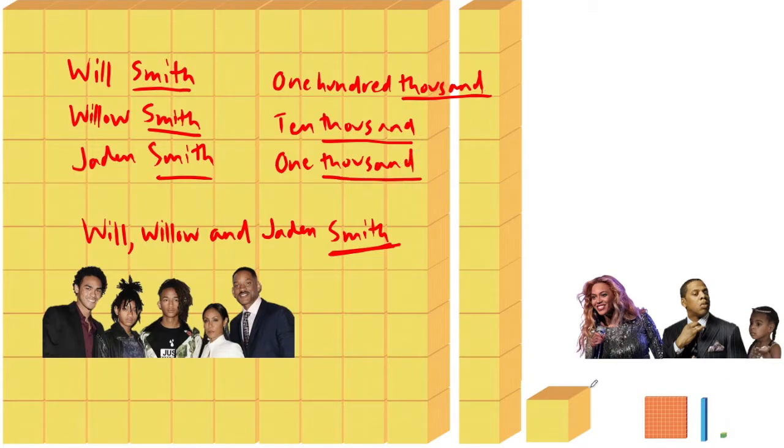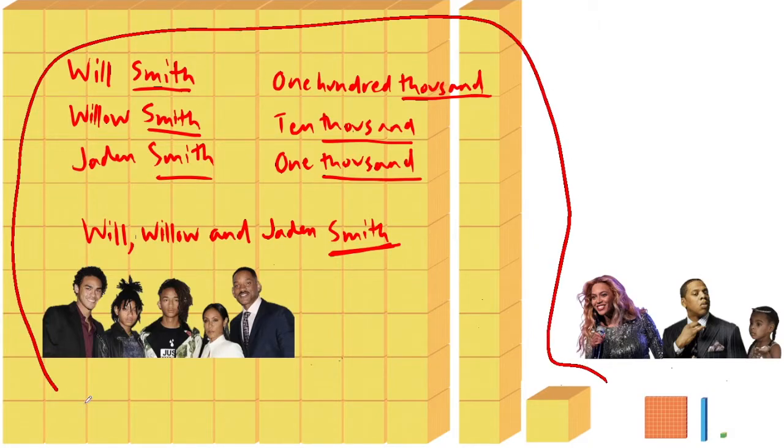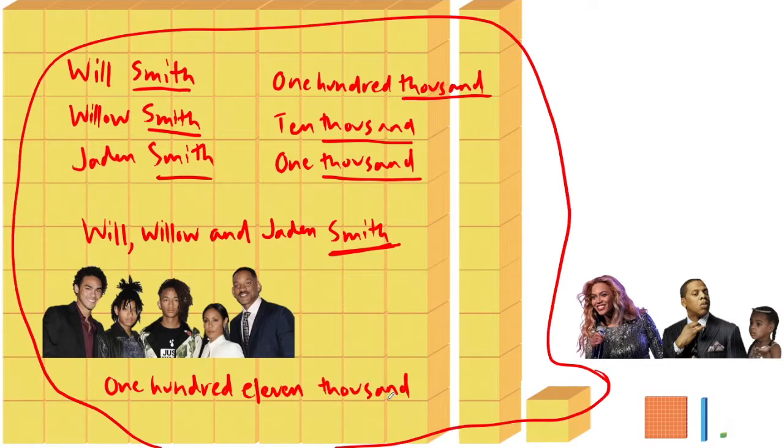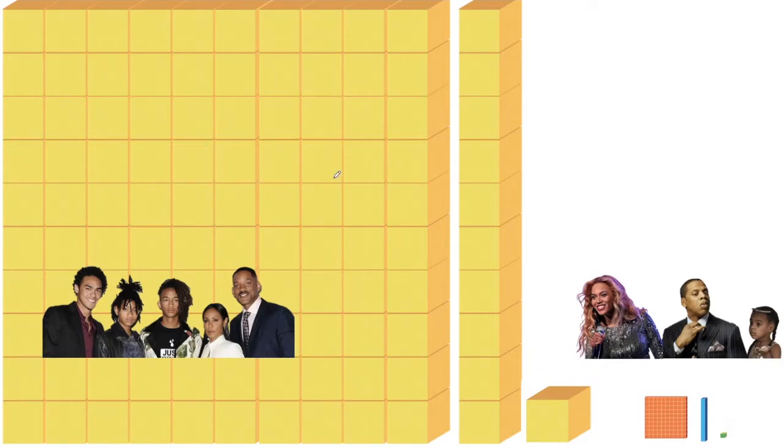The whole big family, 111,000. Do you see how we save the last name just for the end because it applies to everyone there? That's for the thousands. Some people are so famous that they don't even have a last name.